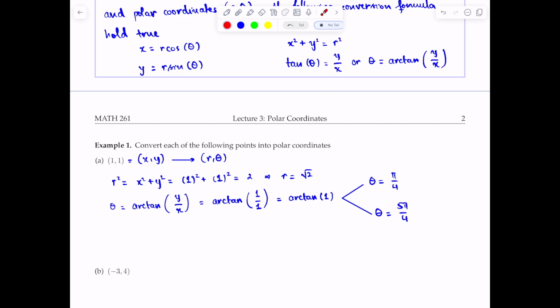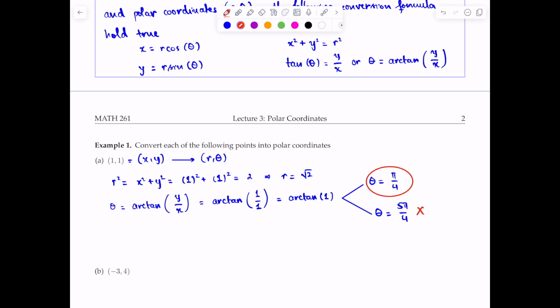They are both positive values, and therefore the point is in the first quadrant. Because of that argument, you're just going to choose the answer that is pi over 4 and eliminate the answer of 5 pi over 4. Okay, so I hope that makes sense to you.